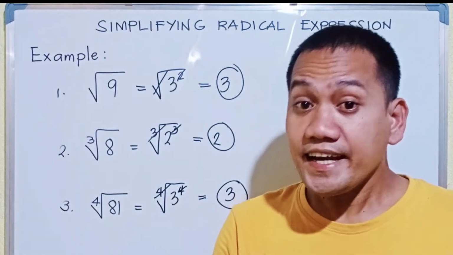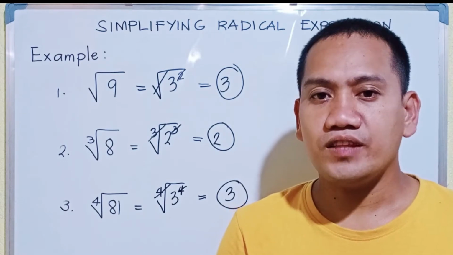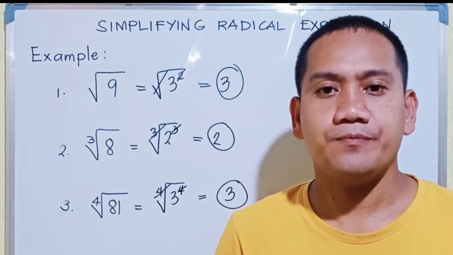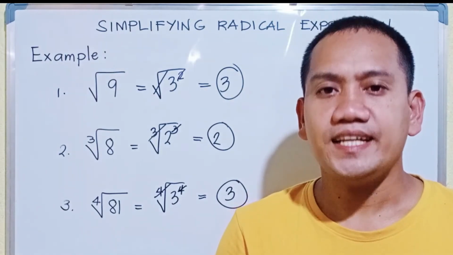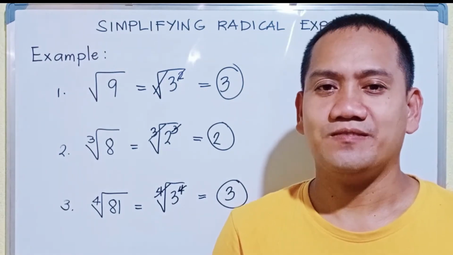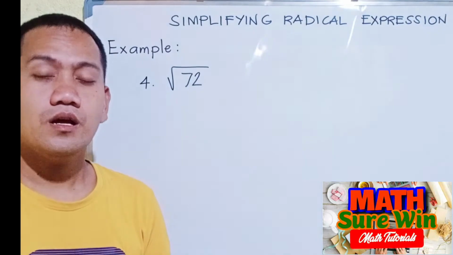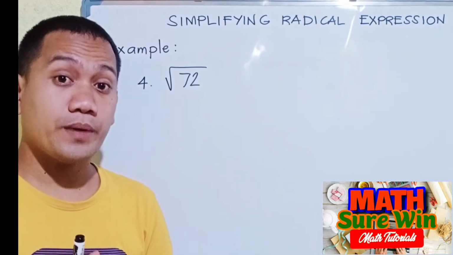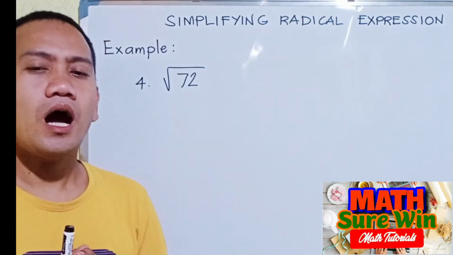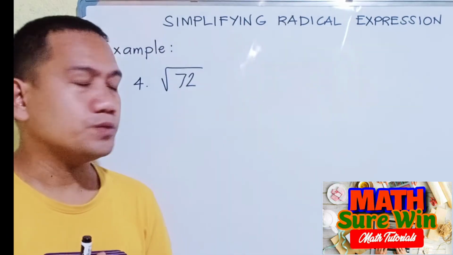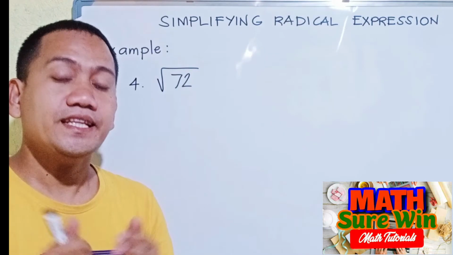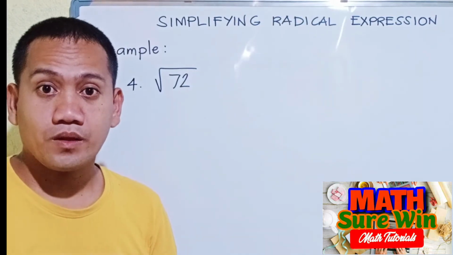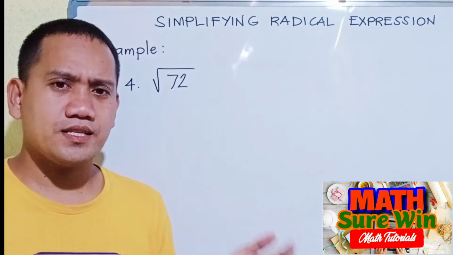If our index and exponent of the radicand is the same, then we can cancel it out, leaving the radicand itself as our final answer. Let's have the fourth one. We have square root of 72. In this case, our index here is 2 and our radicand is 72. But the radicand has an exponent of 1. If we look at it, it is already simplified.